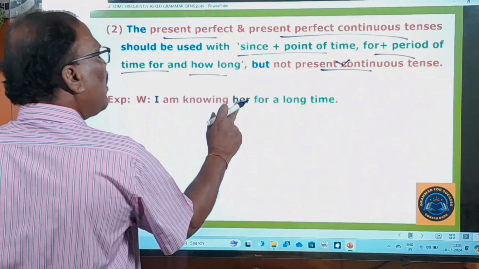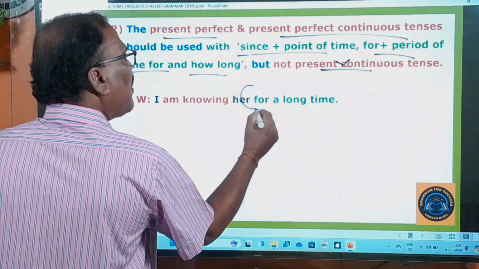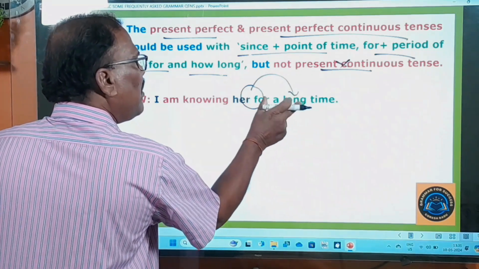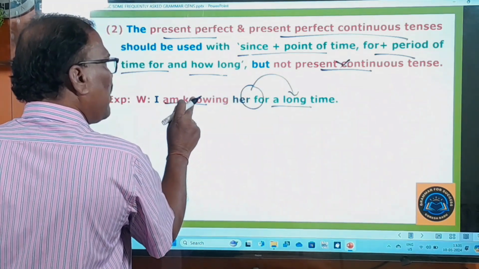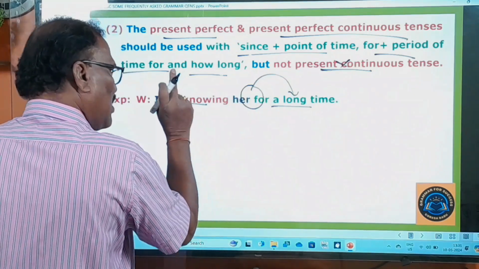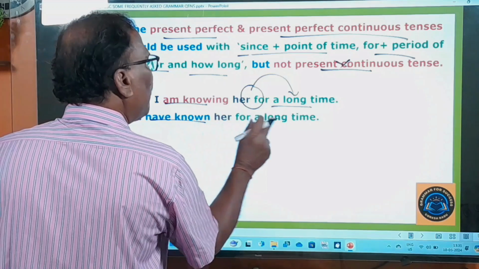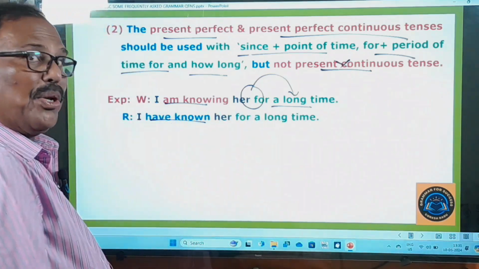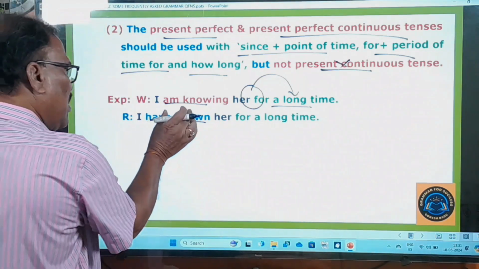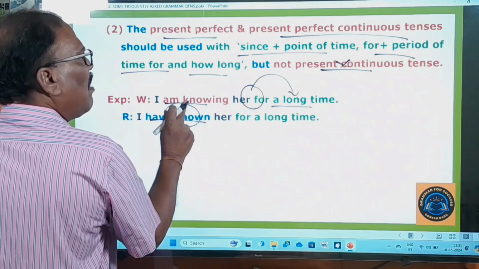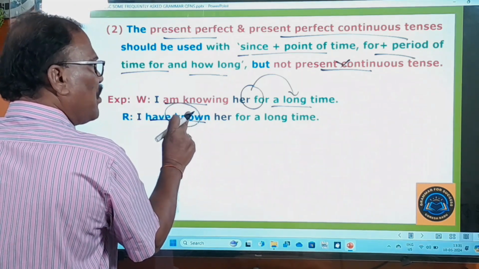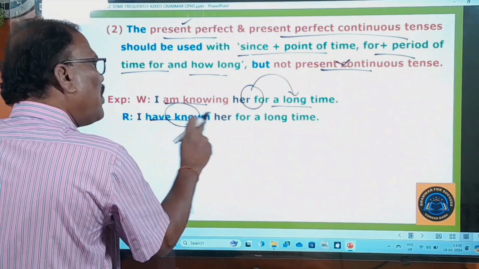I am knowing her for a long time. See here, for plus period of time is given here. With this, we have present continuous tense, which is quite wrong. What should we say? I have known her for a long time. You cannot say I have been knowing her, because this verb cannot be used in the continuous tenses. It should be used only in the present perfect. I have known her for a long time.